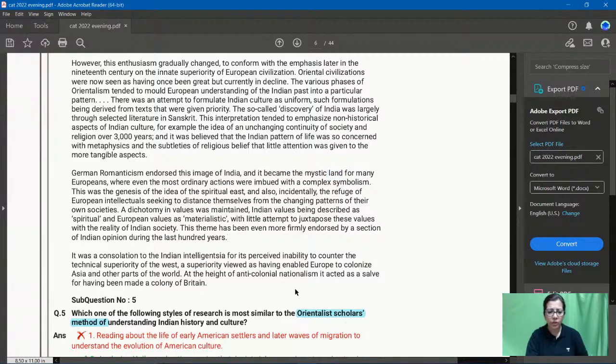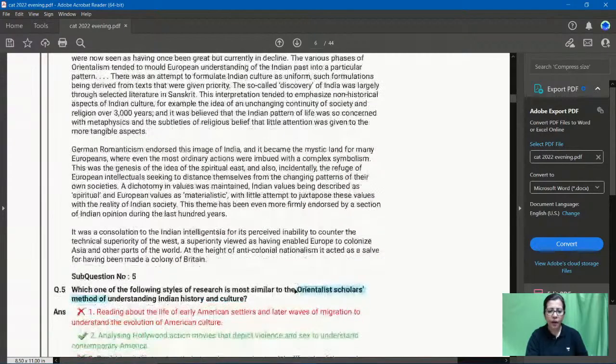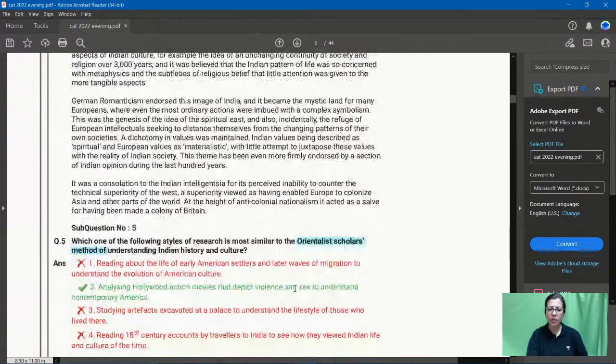Now come down to the questions. Which one of the following styles of research is most similar to the Orientalist scholars' method of understanding Indian history and culture?